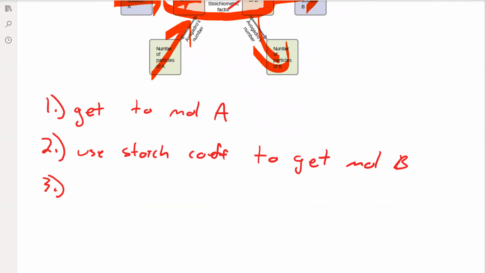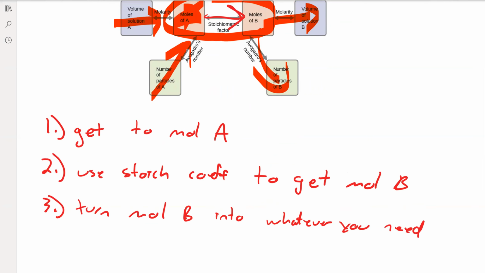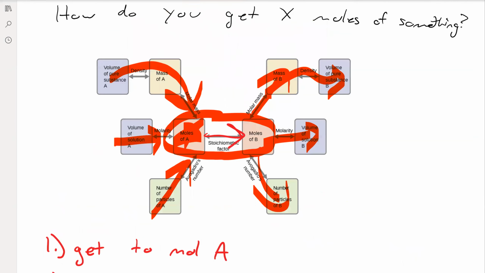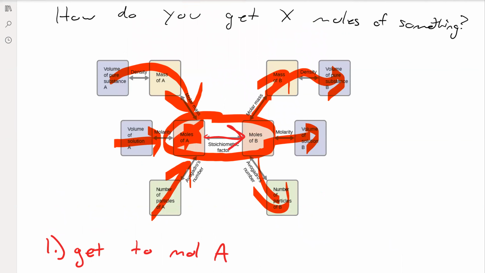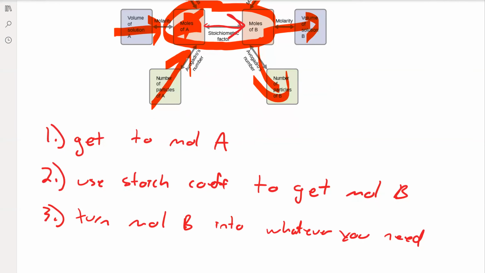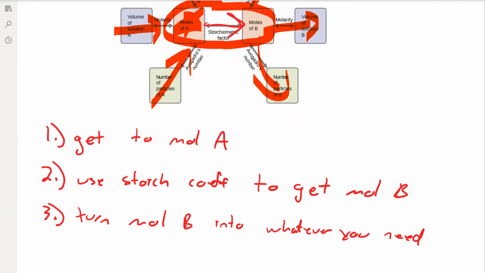And then after that, you're going to turn moles of B into whatever you need. Most oftentimes it's a mass, right? You need to weigh out this many grams of something, but sometimes it comes in a solution, so you need this many milliliters, or it's a liquid, so you need this many milliliters, that kind of thing. But either way, the first step is get to moles of A, use your stoichiometric coefficients to get to moles of B, and then convert moles of B to whatever you need.